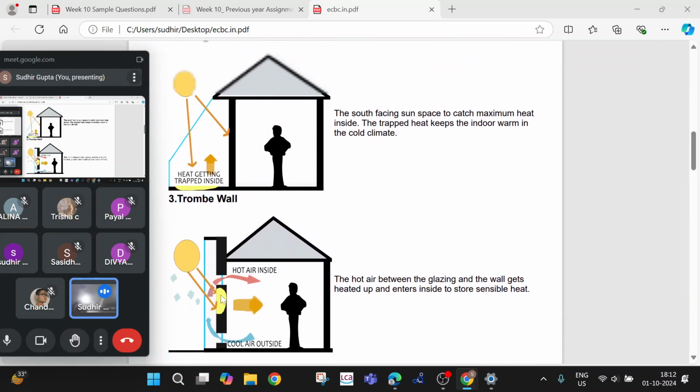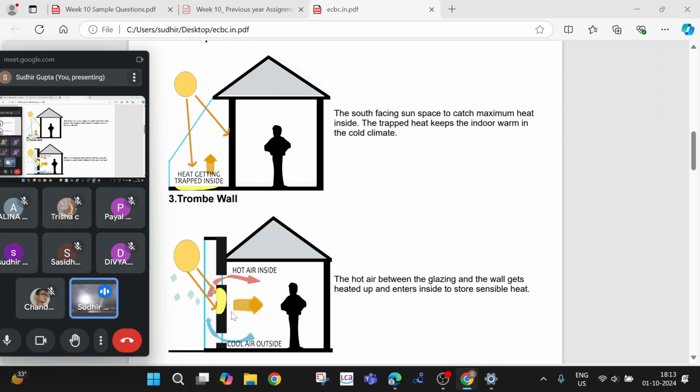And this is one of the design strategies which we call a Trombe wall, that you know very well. In lecture three I also explained how it works. The hotter air becomes lighter and rises up, and when it exchanges heat with the inside ambient indoor air, it becomes cooler, then again goes down due to its higher density.